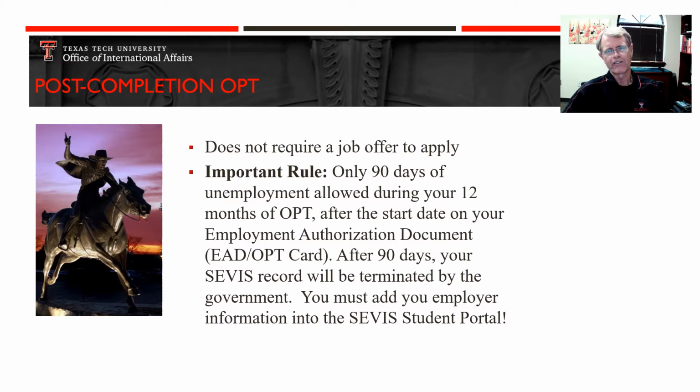Your OPT start date is determined by the start date on the card. So from the start date on the card until the end of your 12 months, you cannot be unemployed in the US for more than 90 days. So it's important that you report your employer information in the SEVIS student portal, so that you do not begin accruing that 90 days of unemployment.